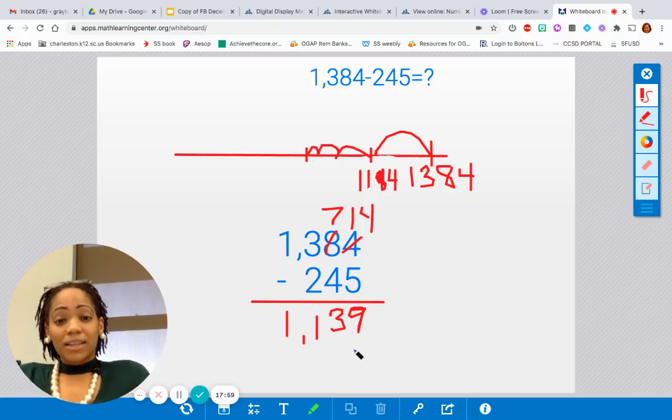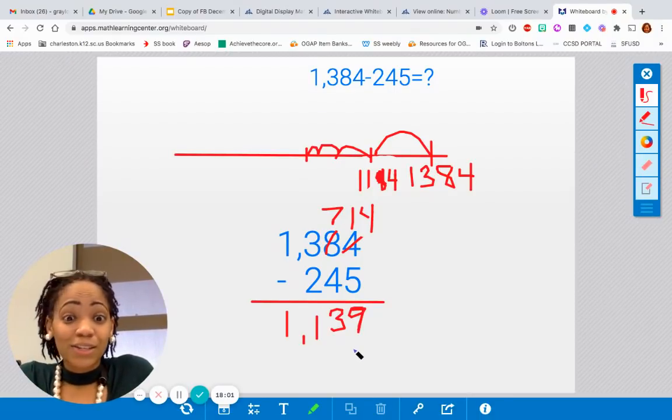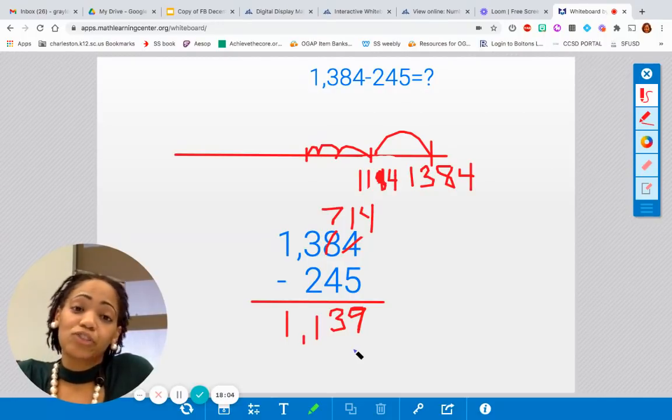Okay, so standard algorithm, you guys need to know how to use it, but if you don't, you still have other strategies to fall upon.